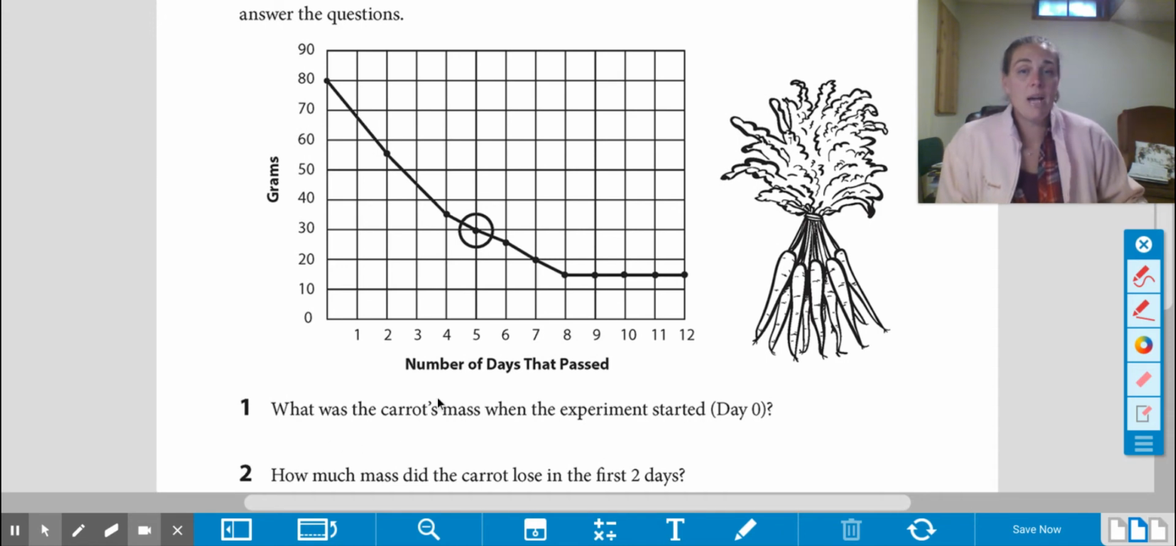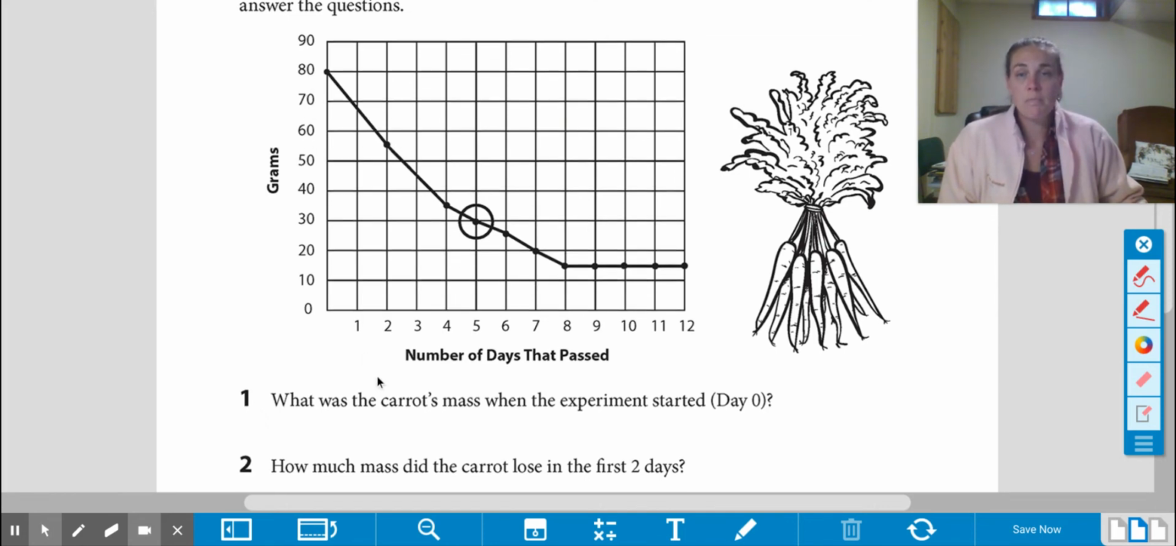What was the carrot's mass when the experiment started on day 0? So here is day 0 for a number of days that have passed. And what is the grams? What would you fill in? How much mass did the carrot lose in the first 2 days? Well, here's day 1, day 2. Oh, they have a dot on there. I noticed that it's somewhere between 50 and 60. So you have to kind of use your estimation skills to say, well, about how many grams did it lose? How far did it go down?